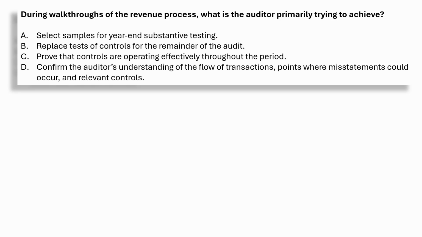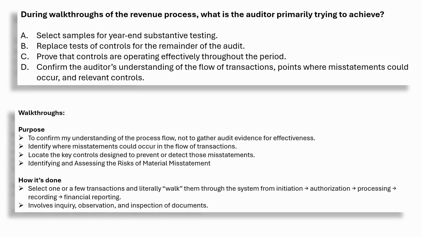Correct answer? Option D. When I do a walkthrough, I imagine myself as the transaction itself, like a dollar bill traveling through the company, bumping into approvals, invoices, shipping docs, and journal entries. My job is to see where that bill could get lost, misstated, or messed with. Here's a quick comparison table you can drop into your reviewer notes.